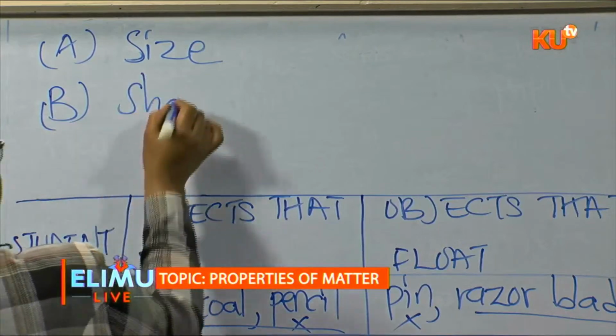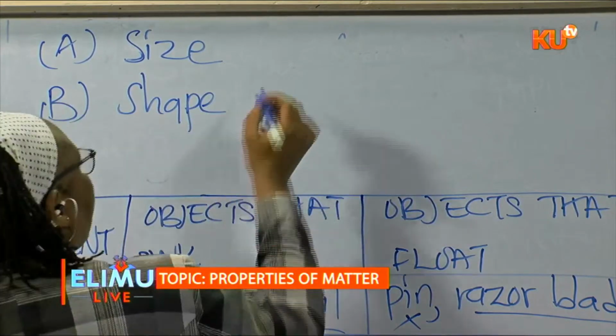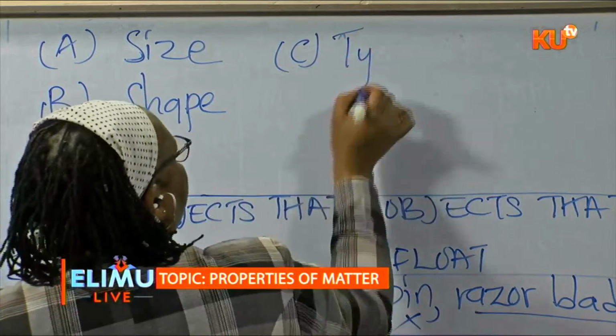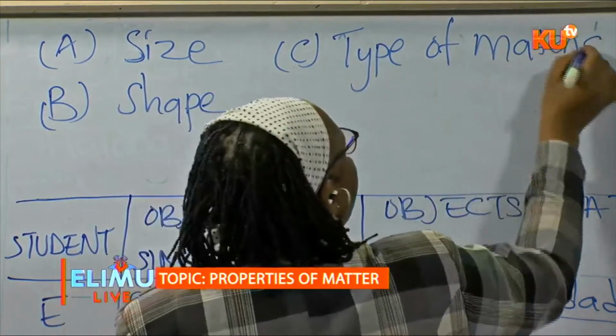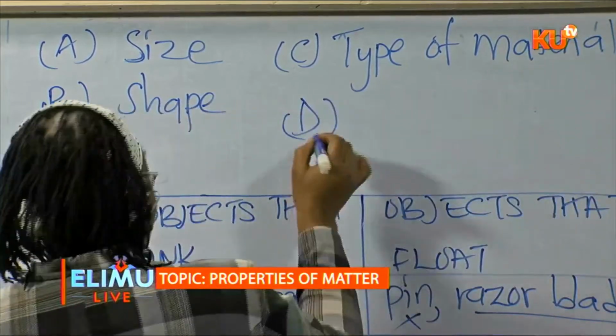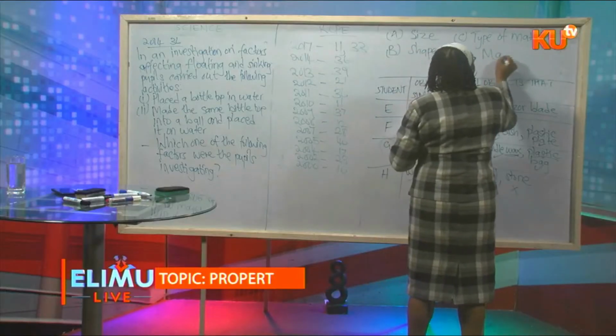B, shape. Type of material. And the last choice, mass.